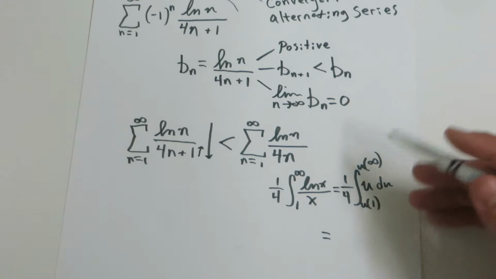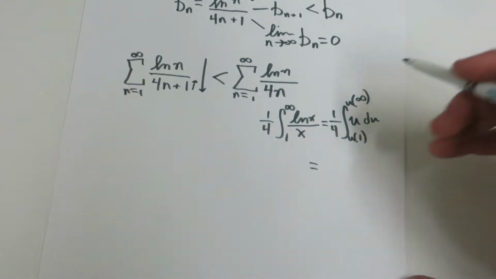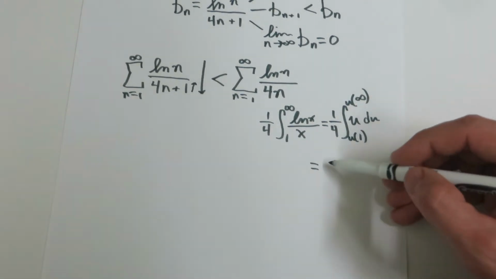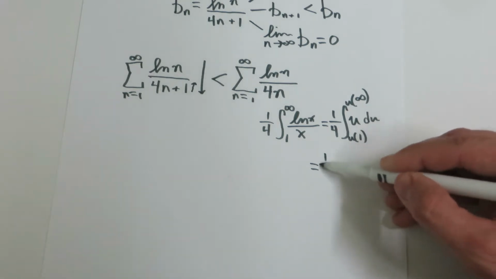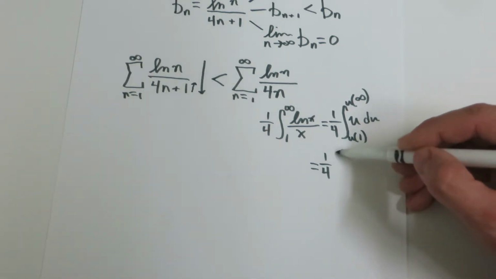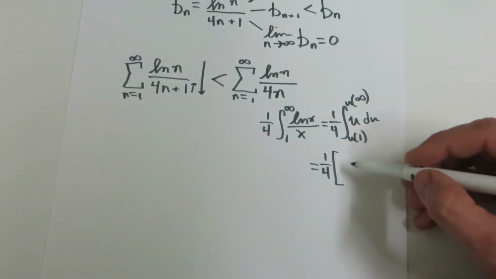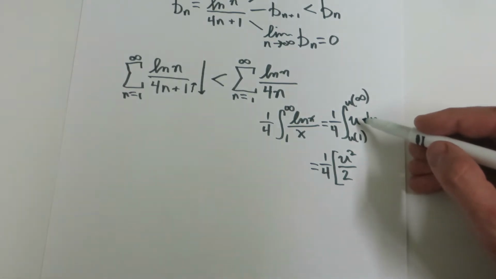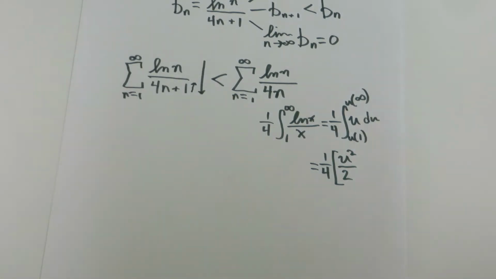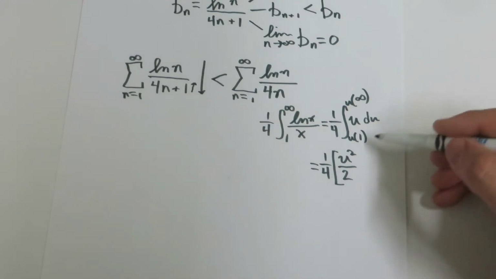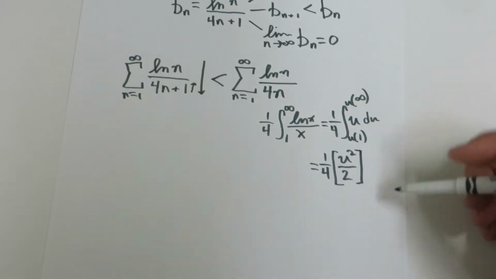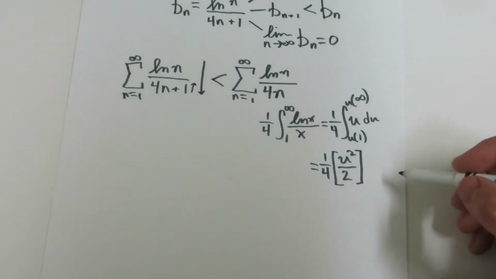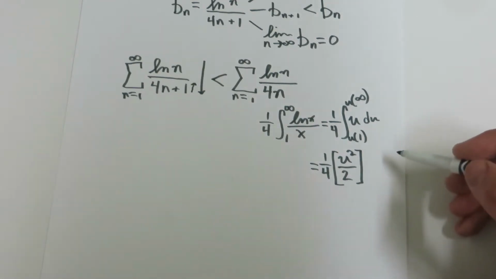So this is going to be equal to 1/4 of, we'll just evaluate this, u squared over 2. That's just the integral of u, just following our power rules of integration. And this is from 1 to u of infinity.